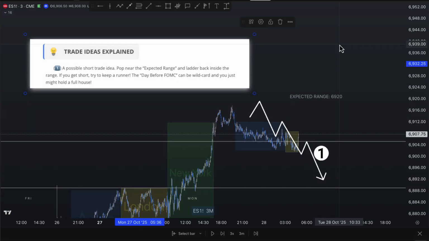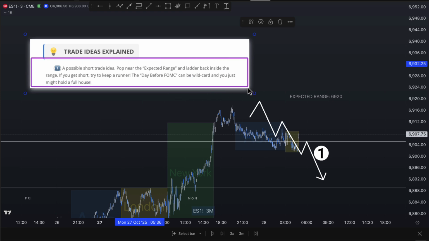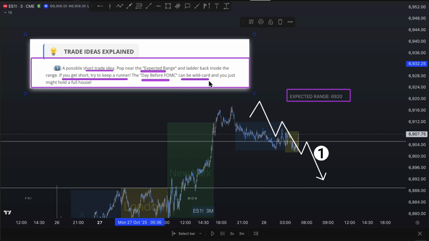Now let's talk about the battle plans. So Monday night, I published several battle plan trade ideas, and the one that activated was battle plan trade number 1, a possible short trade idea. Pop near the expected range and ladder back inside the range. If you get short, try to keep a runner. It's the day before FOMC. It can be a wild card, and you just might be holding the full house.